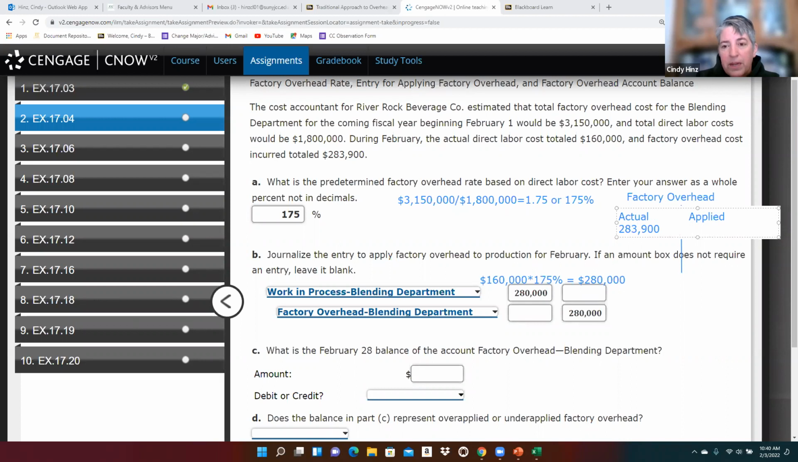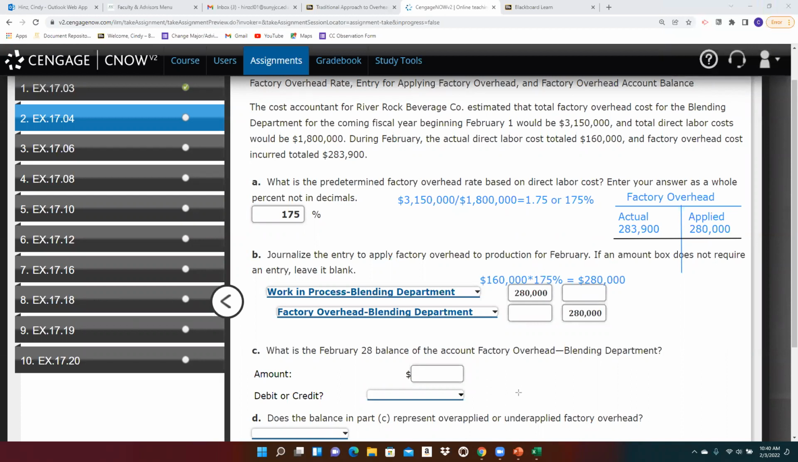In the journal entry we did in Part B, we applied overhead based on our predetermined rate. And how much did we apply? We applied $280. Everybody with me so far? Understand where those numbers are coming from?